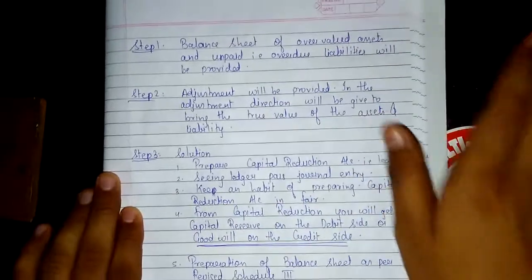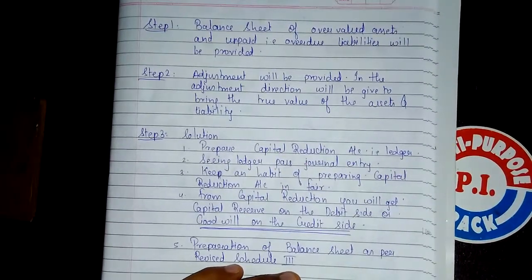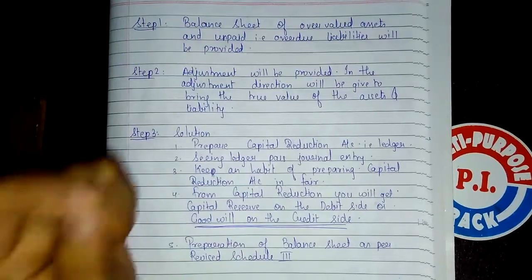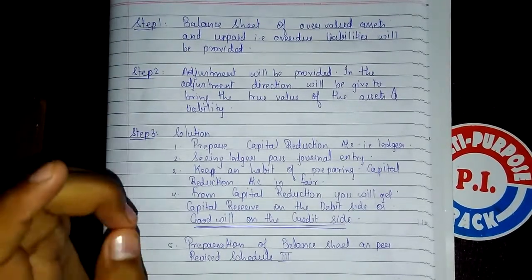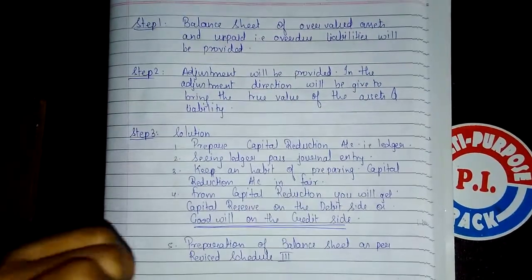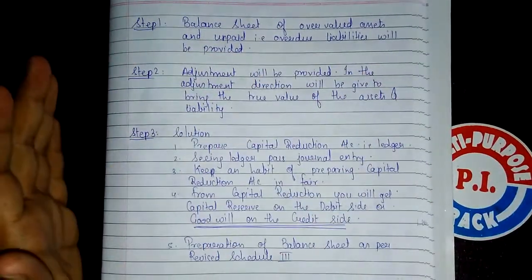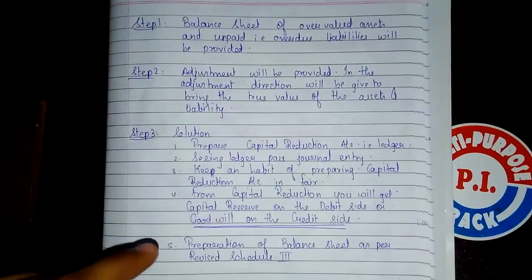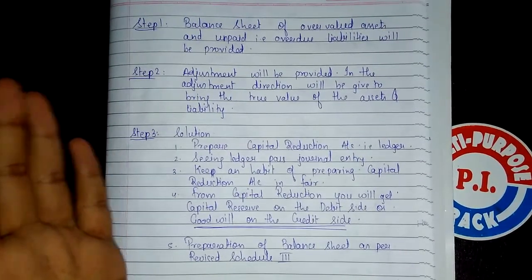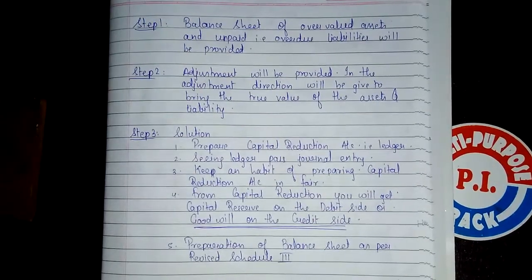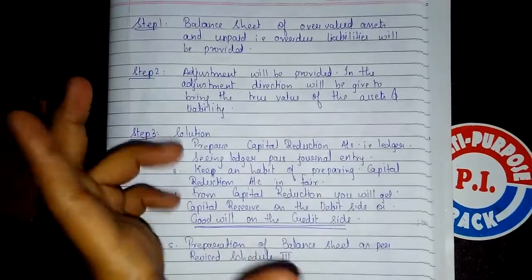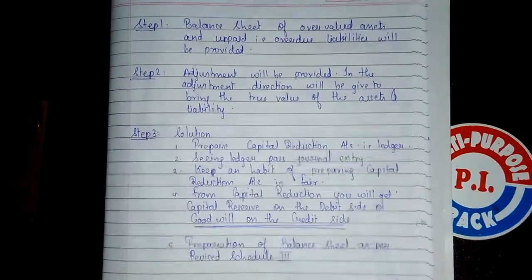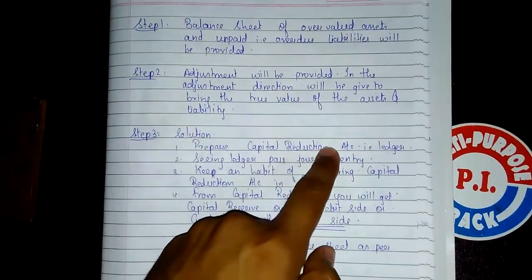Step 3 is the solution that you have to do. Prepare capital reduction account, that is a ledger. Always draw the capital reduction account on paper because it is a good habit. You can see the ledger and pass the journal entries. The capital reduction account has to be drawn because at the end it will have a balancing figure on the debit side, that is capital reserve. That capital reserve you have to show in your balance sheet. If you are not drawing this account, you will not get capital reserve, so your balance sheet won't tally and your journal entries won't be completed. So always have a habit of drawing the capital reduction account in fair.